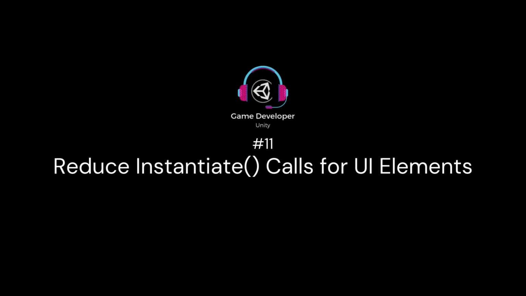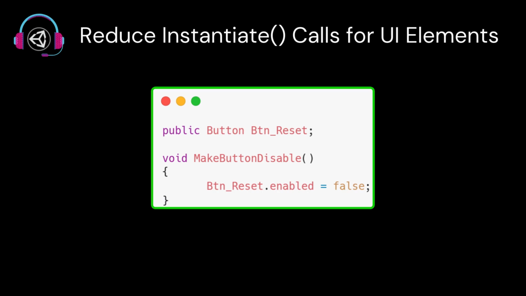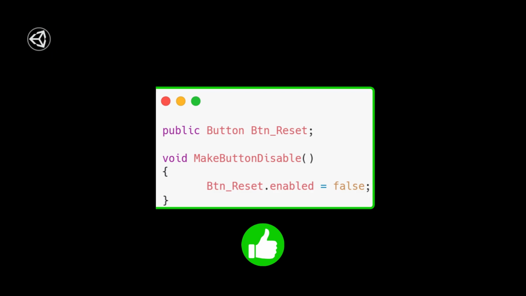Tip number 11: reduce Instantiate calls for UI elements. Instead of creating UI elements frequently, create them once and disable as needed. UI elements like buttons and sliders are often instantiated at runtime. Consider creating all UI elements in advance and simply disabling them as needed. This avoids the performance hit from frequent instantiation.